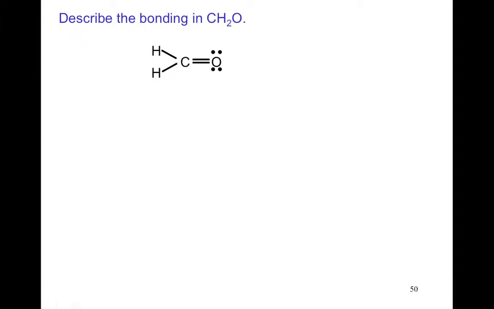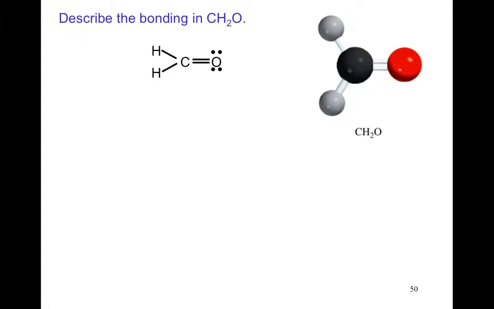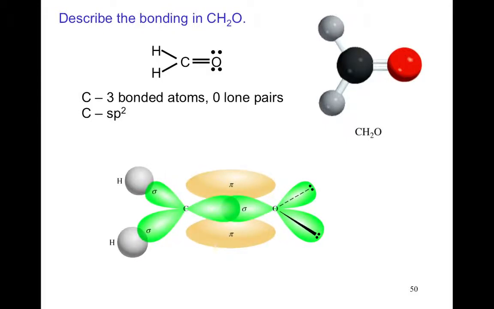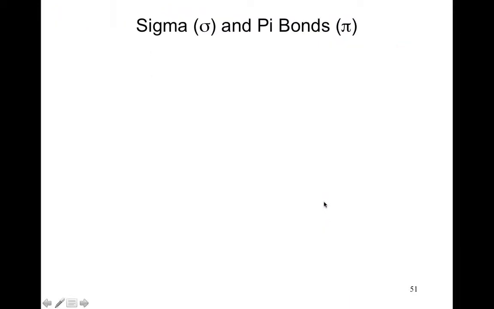So describe the bonding in CH2O. Okay, so carbon has 3 bonded atoms. It's got no lone pairs around it, so its hybridization is sp2. Even though it's a double bond, it doesn't matter. It's still one region of electron density, so that's how we give it the sp2 hybridization. And then here they've drawn out where the pi and sigma bonds are between carbon and oxygen. You'll note that the sigma makes a single bond, the pi region makes the double bond, and then oxygen's lone pairs are spread out over here.